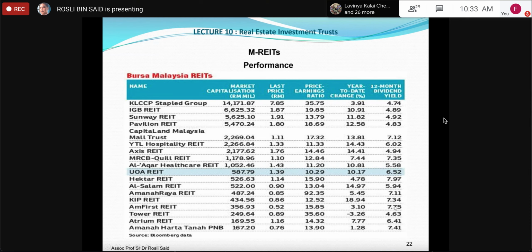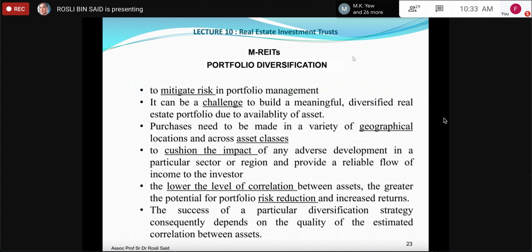KIP REIT, PNB, all are very good, and Capital Land also good. So you can check if you are interested to know in detail. So now we try to see diversification. Is there anything to ask before we go to diversification?